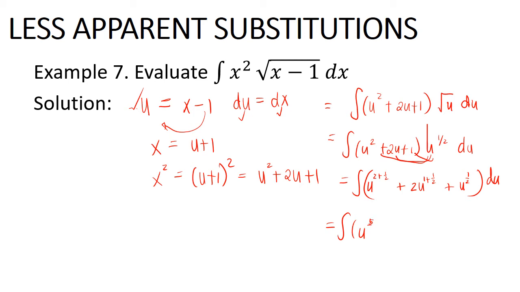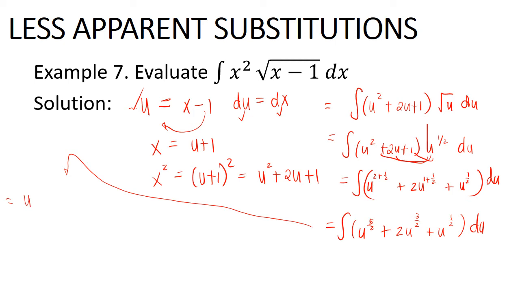Plus 2 times u raised to 1 plus 1/2 is 3/2. Then, u raised to 1/2, then multiplied by du. Pwede mong i-distribute yung integral sign at saka yung du. Isa-isayin mong mag-integrate. So, we have, equal po sa integral ng u raised to 5/2.